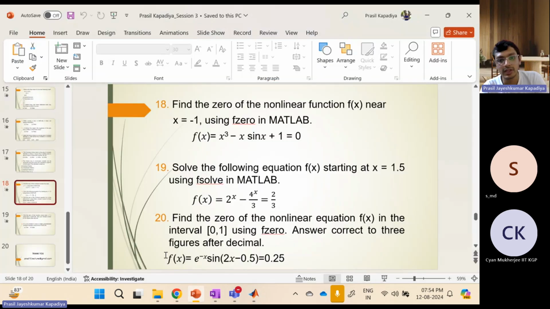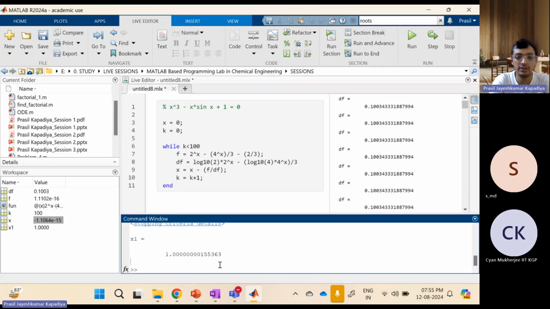Okay, our next problem, same problem, f of x is equal to e raised to minus x times sine of 2x minus 0.5 is equal to 0.25. So let's write down this equation.